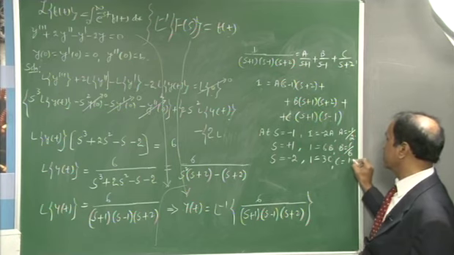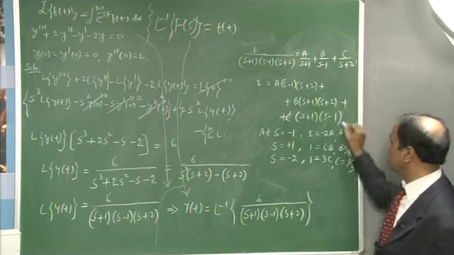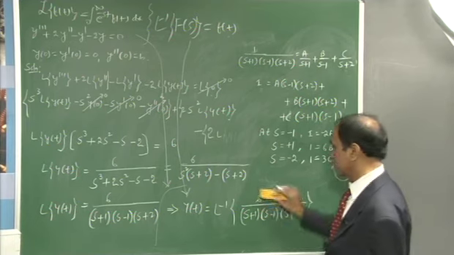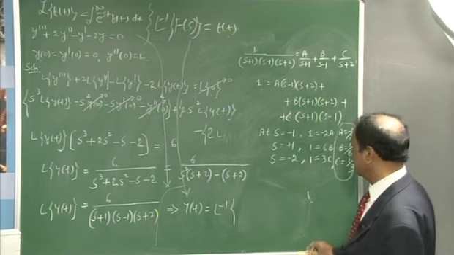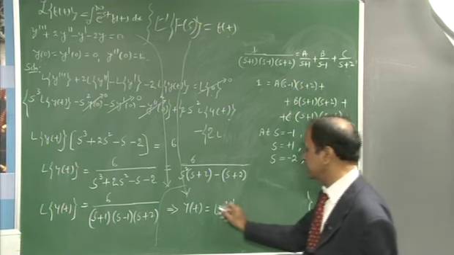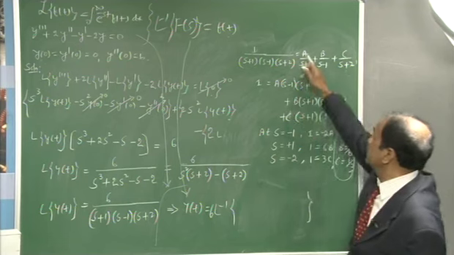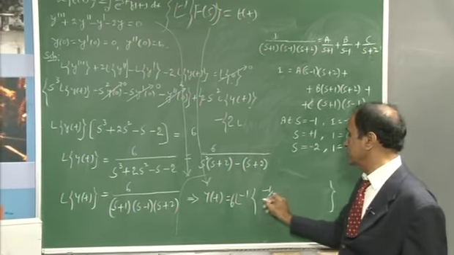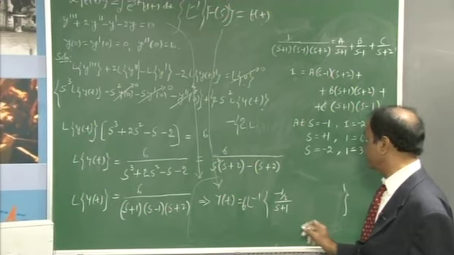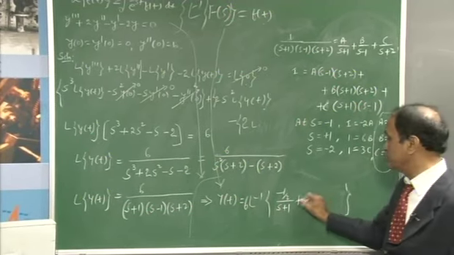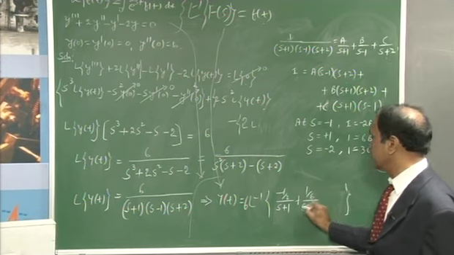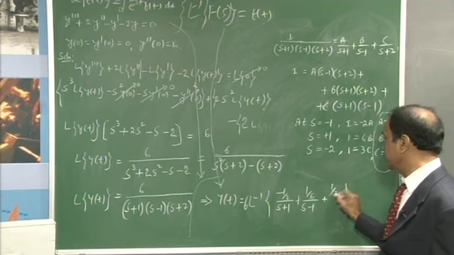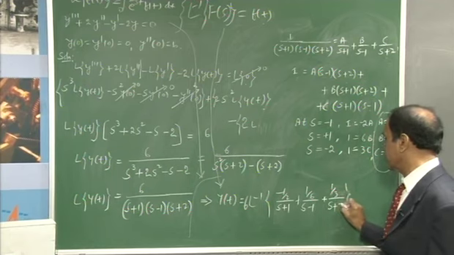Therefore, c is equal to 1 by 3. Once you got all these 3 values, you substitute in place of A, B, C. If I take this 6 outside, then A divided by s plus 1, means a equal to minus 1 by 2, that is minus 1 by 2 divided by s plus 1, and b is 1 by 6, put plus sign, 1 by 6 divided by s minus 1, and c is equal to 1 by 3 plus 1 by 3 divided by s plus 2.